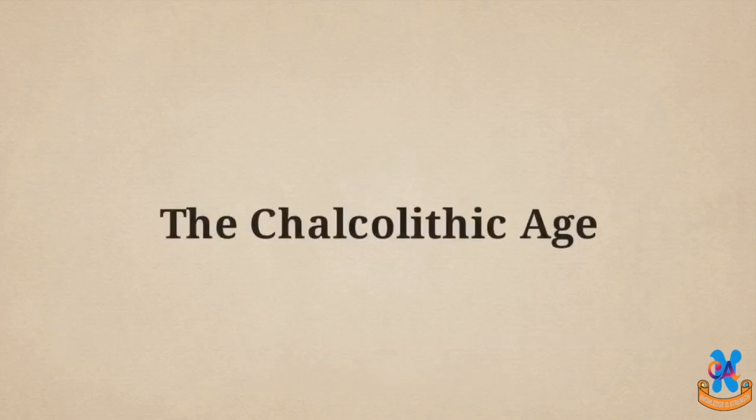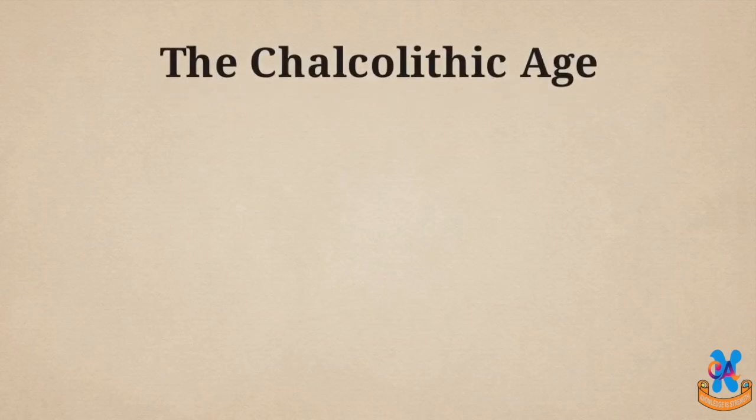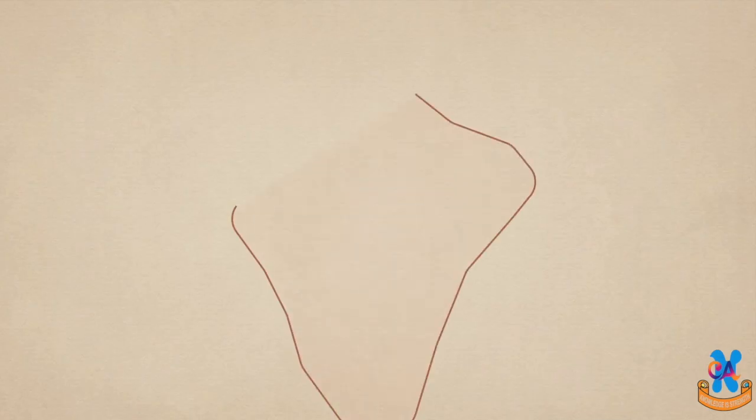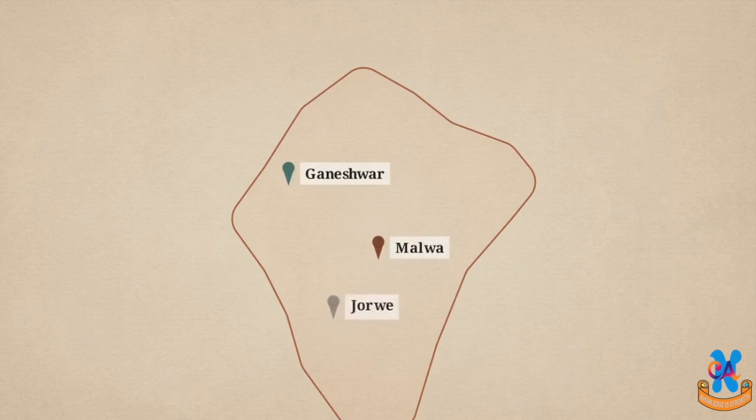That pattern changes during the Chalcolithic phase. This era is defined by a specific combination. People continue using stone tools, but they add copper metallurgy and settle into agricultural villages. Because communities stop moving, we stop seeing a single, uniform tool set across the subcontinent. Instead, highly localized cultures begin to emerge, like Ganeshwar in Rajasthan, Malwa in central India, and Jorwe in Maharashtra.